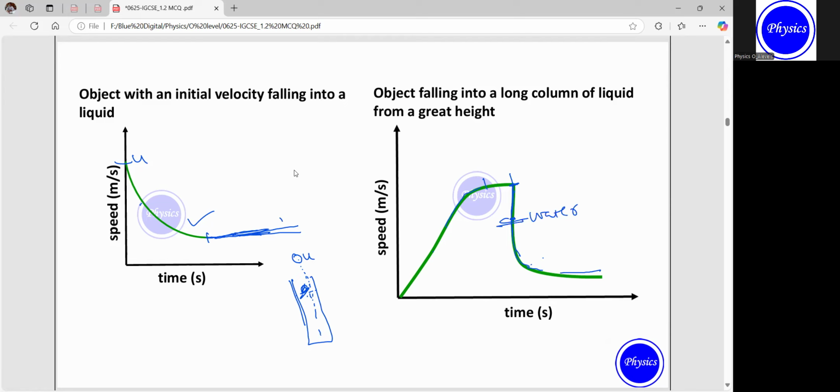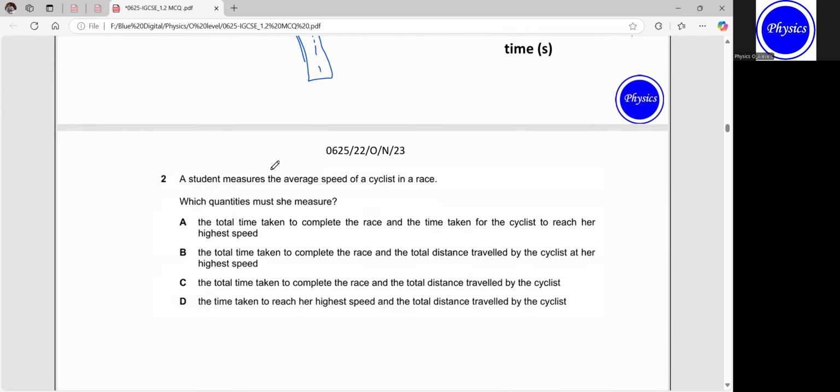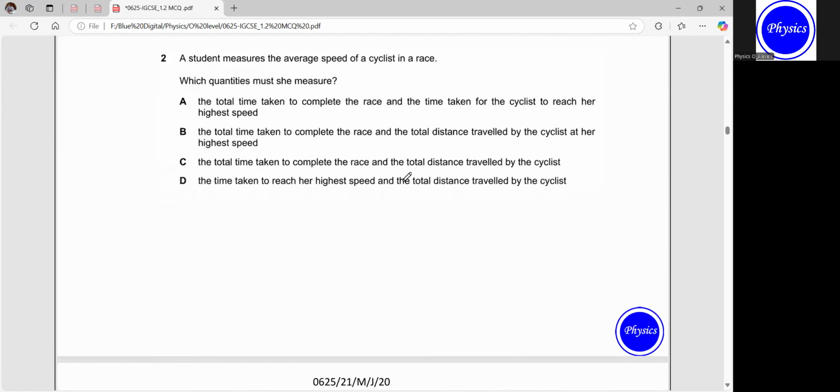So from there, then it goes like this. Okay, so this is for liquid. Okay, getting into the question. A student measures the average speed of a cyclist in a race. Which quantities must she measure?